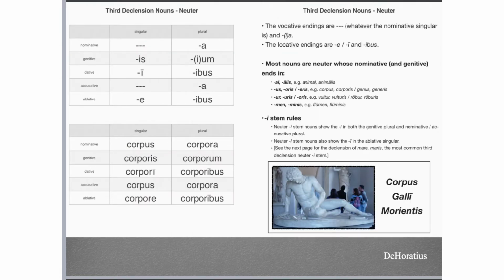There are neuter third declension nouns as well. And I should mention with the last slide that those third declension nouns are going to be masculine or feminine.